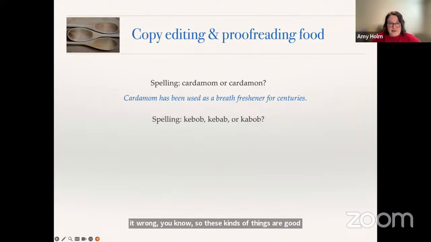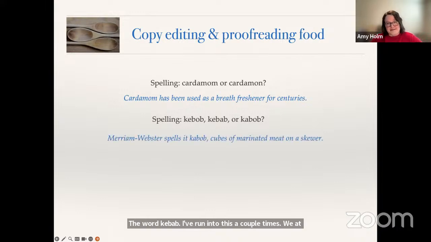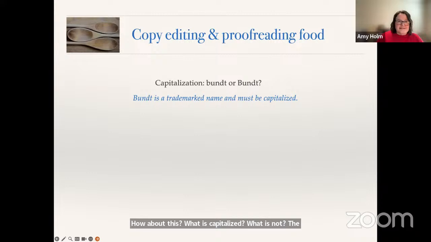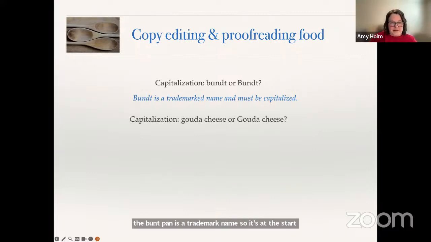The word kebab. I've run into this a couple times. We at Allegory follow Merriam-Webster. This is how Merriam-Webster spells it. So we would choose that. I mean, the main thing is probably consistency, right? How about this? What is capitalized? What is not? The bunt pan is a trademark name, so it's at the start of the sentence here, but even if it wasn't, it would need to be capitalized.